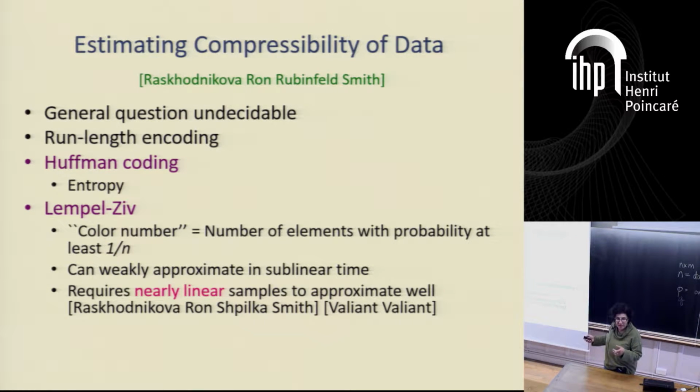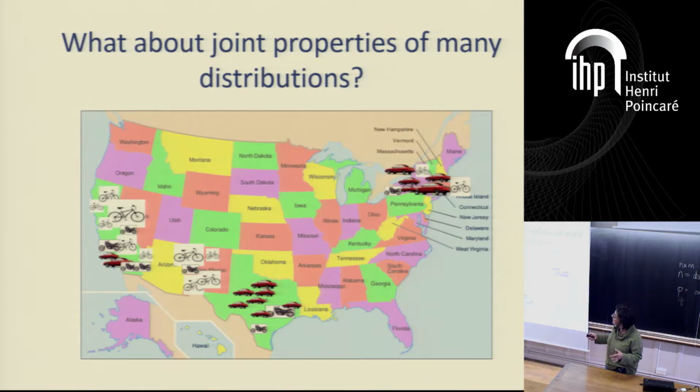Okay, thanks. I want to mention one other model. I'm not going to say much about it, but I want to mention it. What if you have a number of distributions? You have a collection of distributions, and you want to estimate properties of the collection of distributions.